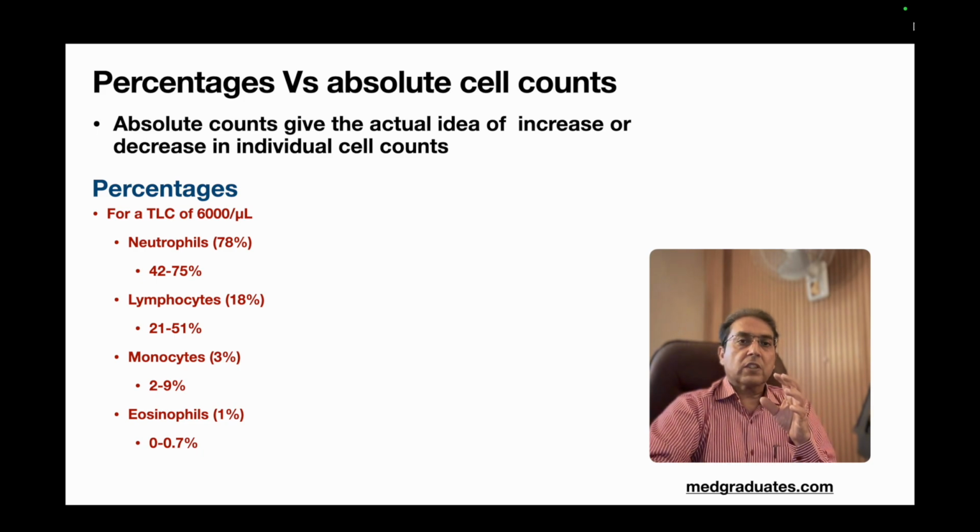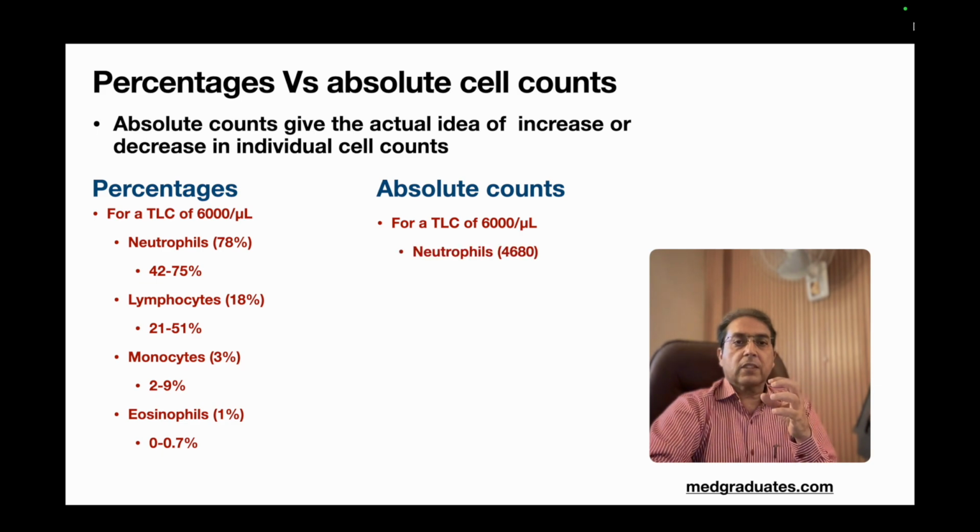Now, for this example, the patient's neutrophil count is 78%. Does the patient actually have neutrophilia, or lymphocytopenia, or is the monocyte count normal, or is the eosinophil count slightly high? Let's see what the absolute numbers are. For this same 6000 TLC, the neutrophils at 78% are 4680, which is a normal count. The neutrophils can be between 1500 to 7700. So this patient does not have a neutrophilia. The absolute neutrophil count is normal.